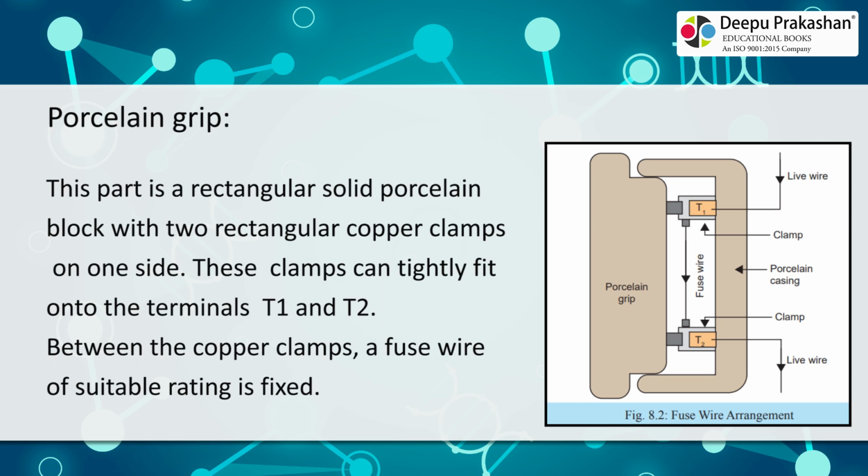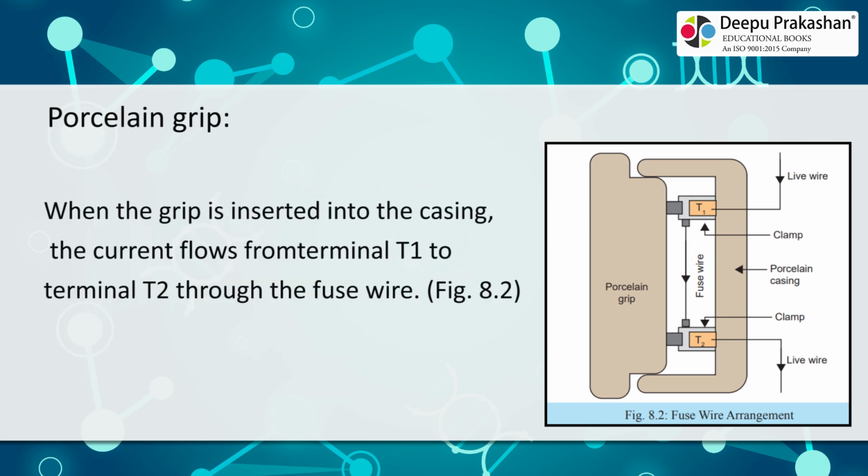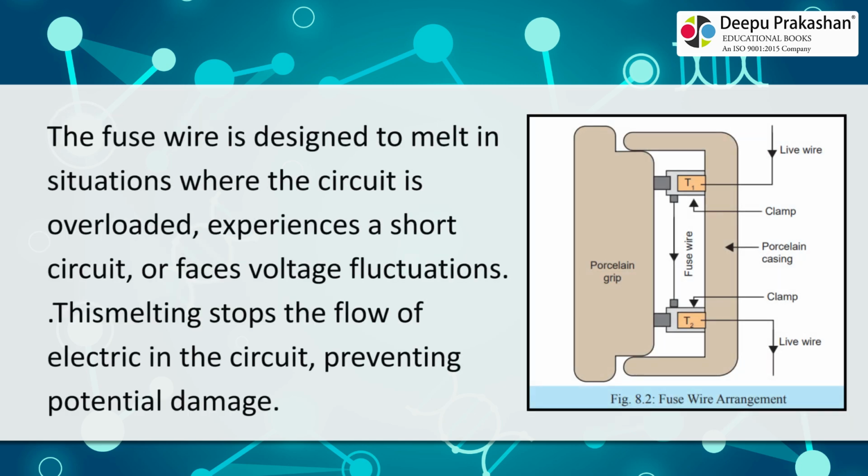Porcelain grip. This part is a rectangular solid porcelain block with two rectangular copper clamps on one side. These clamps can tightly fit onto the terminals. Between the copper clamps, a fuse wire of suitable rating is fixed. When the grip is inserted into the casing, the current flows from terminal T1 to terminal T2 through the fuse wire. Fig. 8.2.